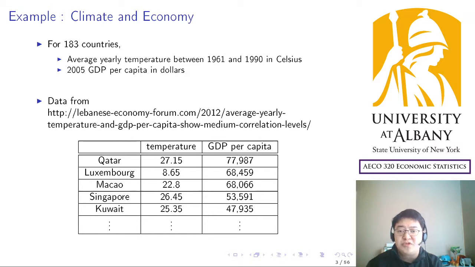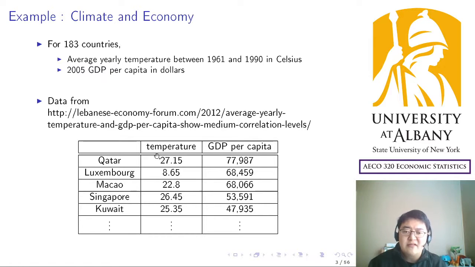for these countries, we observe average yearly temperature between 1961 and 1990 in Celsius. And also we have GDP per capita in 2005 in US dollars. I just happened to come across this data, and I used it as an interesting example. However, this is just a motivating and fun example, and there is little economic interpretation we can get from this. There is no economic intuition about the relationship between GDP and temperature. It's just an introduction, with no deeper meaning.